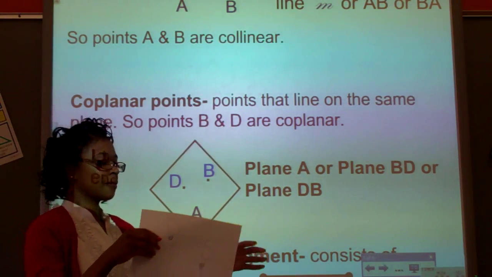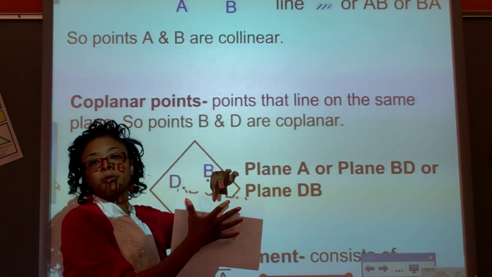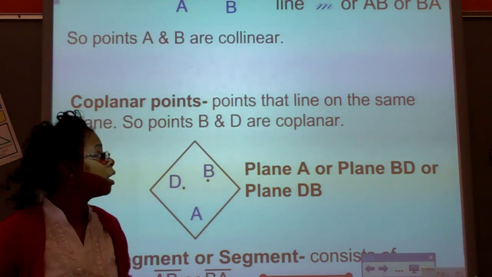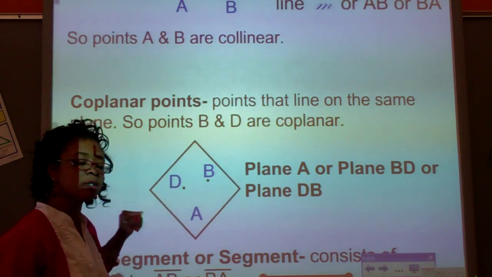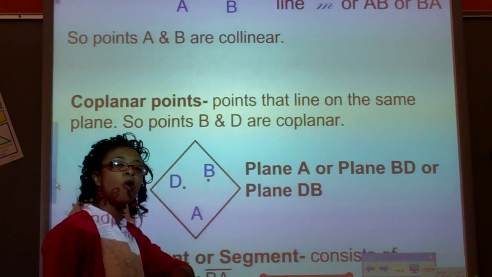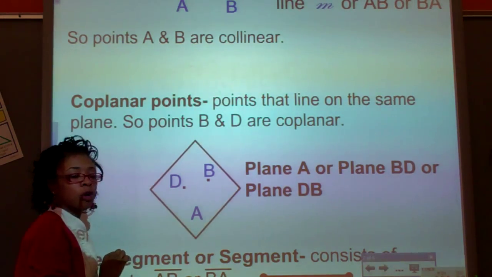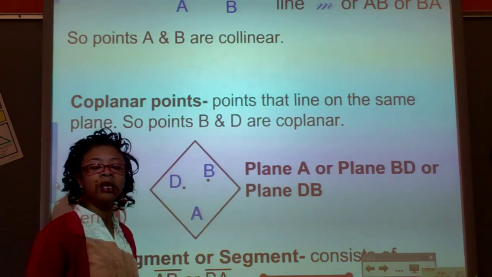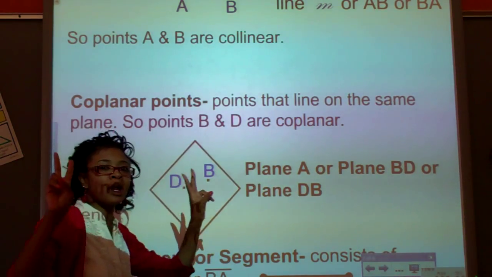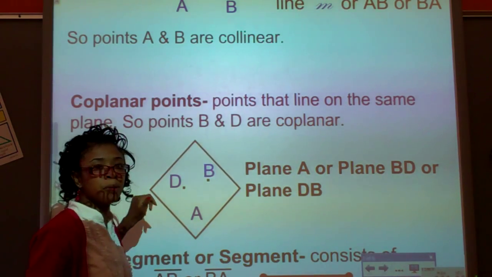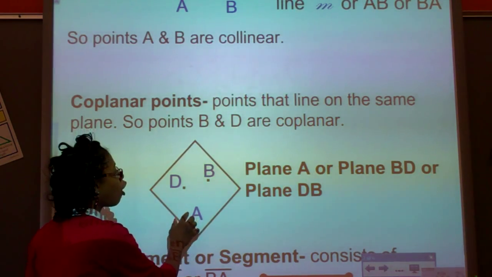You've got points B and D that lie on the same plane. This sheet of paper would be a representation of the plane. Well, in this particular case, on this plane here that we discussed before, B and D are points on this plane, therefore, they are coplanar. Again, we talked about the word co, meaning they're together. Where are they together? Notice the word plane is kind of in there. They're on the same plane. Okay, so B and D are on the same plane, called plane.